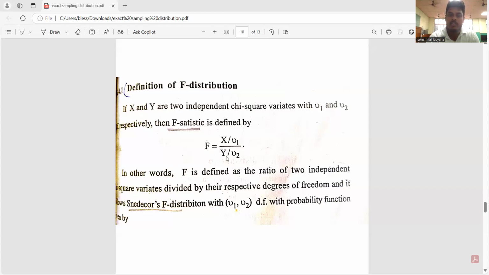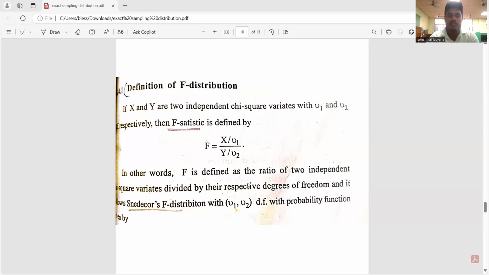In other words, F is defined as the ratio of two independent chi-square variates divided by their respective degrees of freedom. Whenever we have two independent chi-square variates divided with respect to degrees of freedom, automatically we will get an F statistic value.